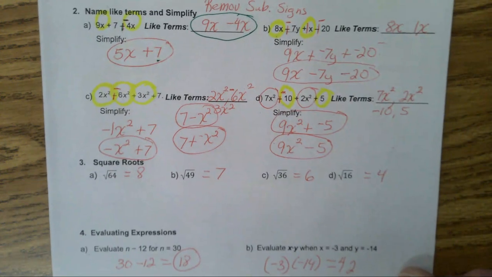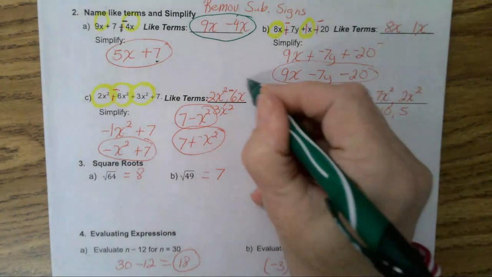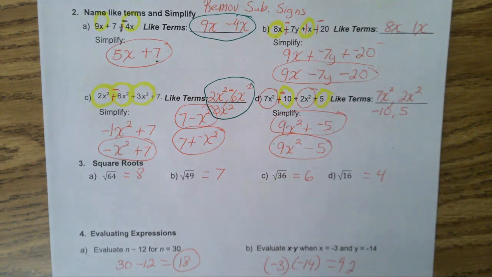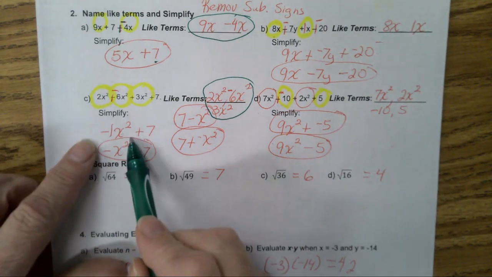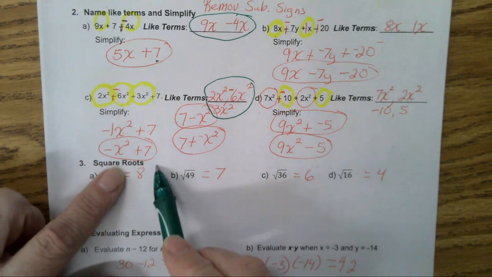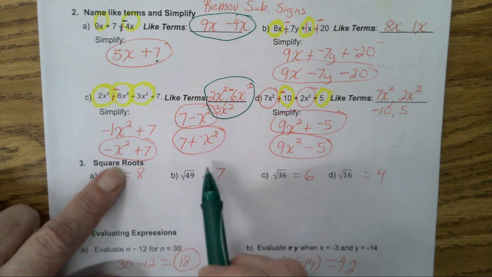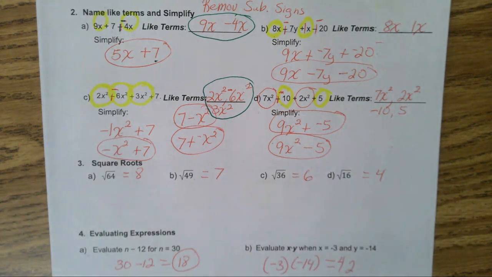In letter C, our like terms, first of all, you get rid of your subtraction signs, are 2x squared and negative 6x squared and 3x squared. All of those are like terms. So when you take 2x squared plus negative 6x squared, that gives you negative 4x squared, plus 3x squared gives you negative 1x squared. Then don't forget your plus 7. So there are several ways this could be written. It could be negative 1x squared plus 7. It could be 7 minus x squared. 7 plus negative x squared. There are several ways that you could write that problem. I don't think it's really tricky though on the test.